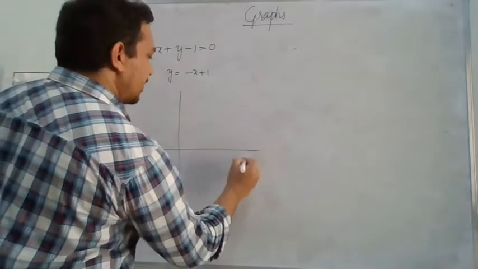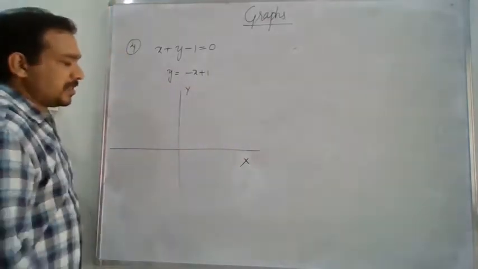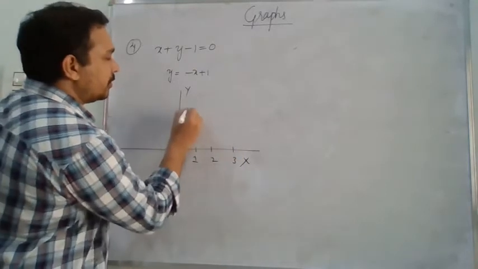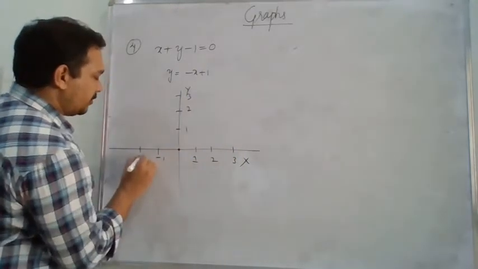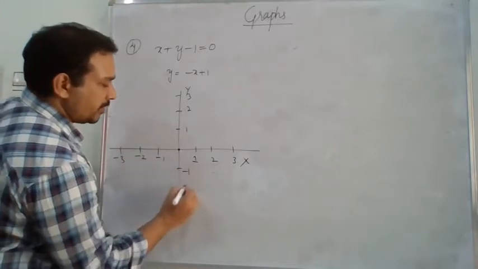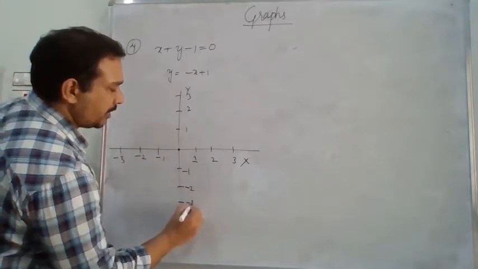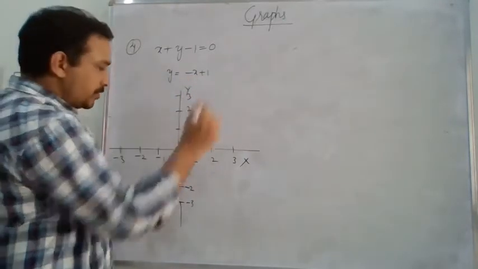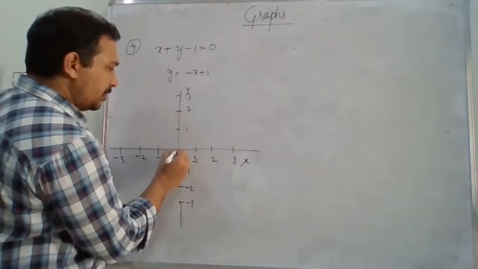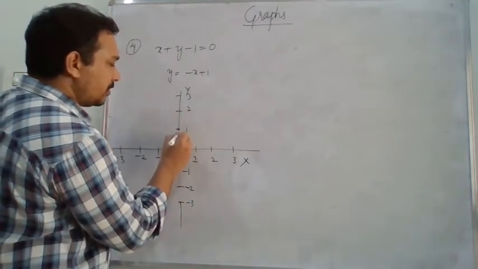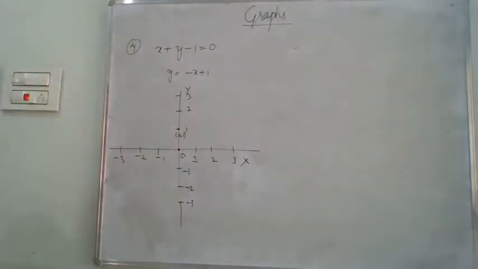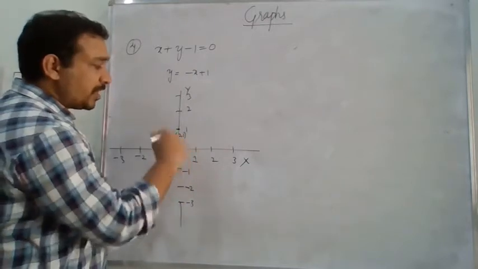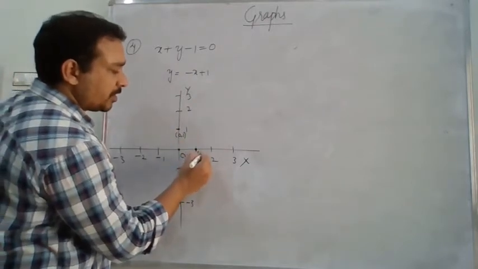Same. X-axis, y-axis. Substitute x equal to 0. 1, 2, 3, minus 1, minus 2, minus 3 on both axes. Substitute x equal to 0. Y will be how much? 1. So 0 comma 1. This is the 0 and this is 1. 0 comma 1. Substitute x equal to 1. Minus 1 plus 1 is 0. So this is 1 comma 0. This is the point 1 comma 0.